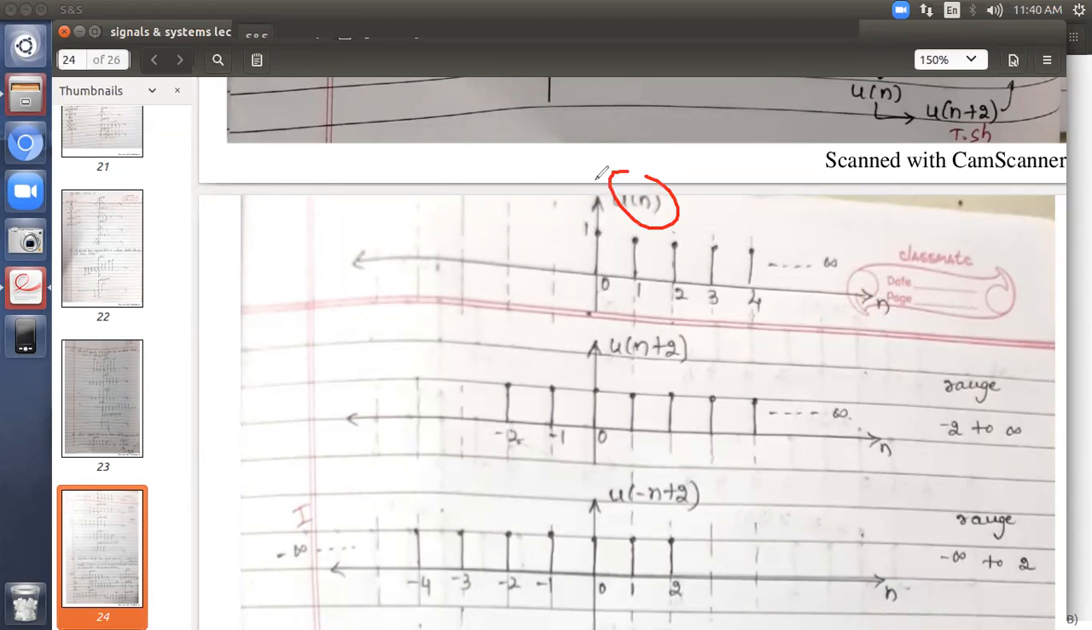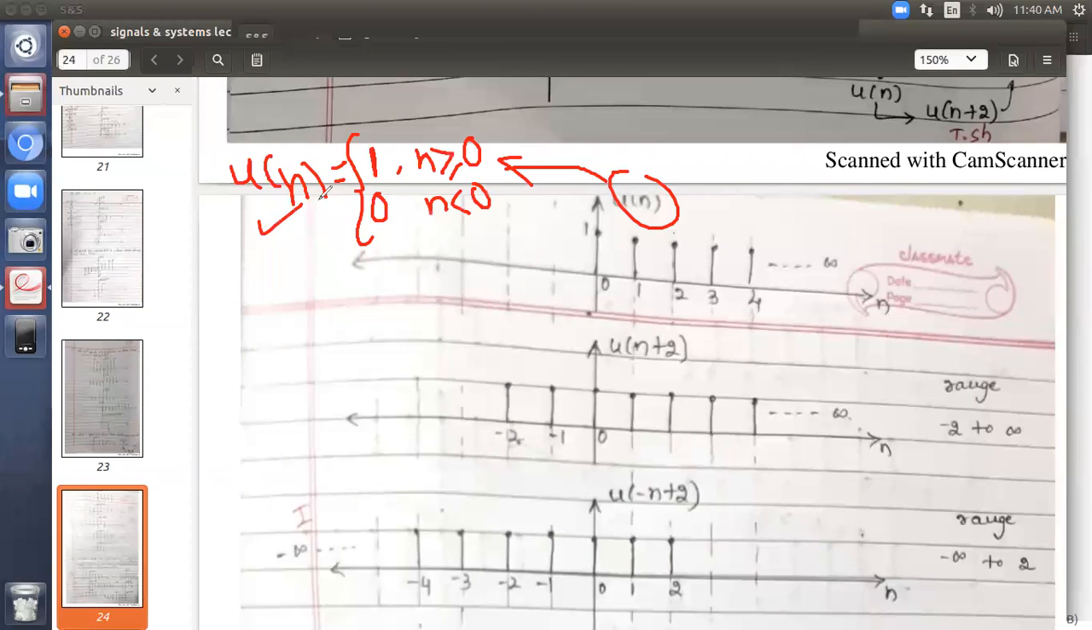How is u of n defined? The unit step signal u of n, you have the equation for it. The amplitude is 1 and 0. There are two parts. The amplitude is 1 when n is greater than or equal to 0, and 0 when n is less than 0. This is how we have already defined u of n. So accordingly, try to draw the signal.